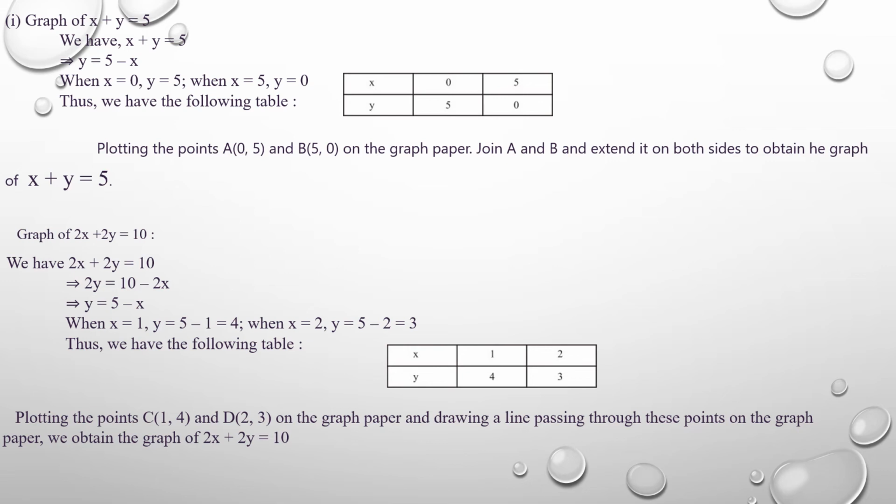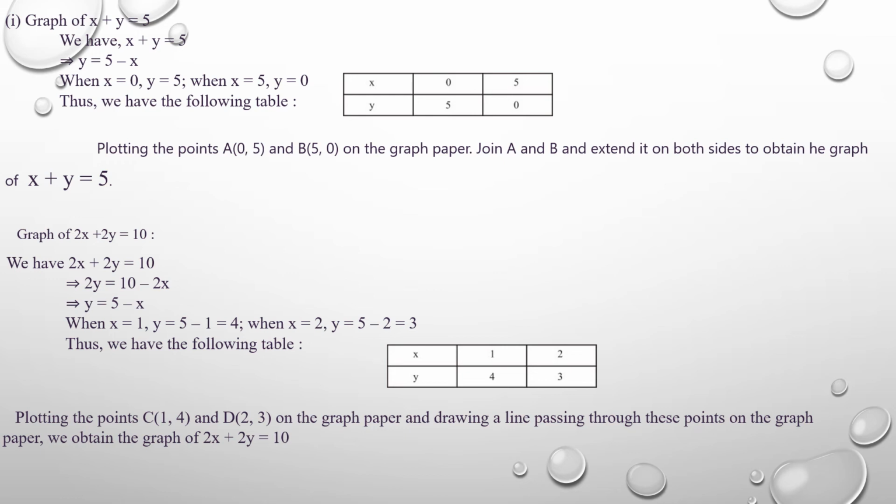Now after plotting it, here we draw the graph of 2x plus 2y equal to 10. So first of all, we try to find the solution table for that equation. For it, we can write 2x plus 2y equal to 10 as 2y equal to 10 minus 2x. So y equal to 5 minus x, because 2 is common, so it will divide the equation. So y equal to 5 minus x is the ultimate equation.